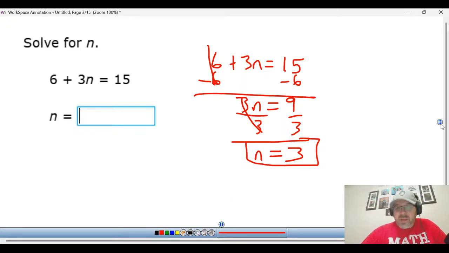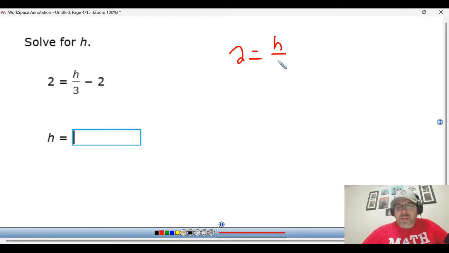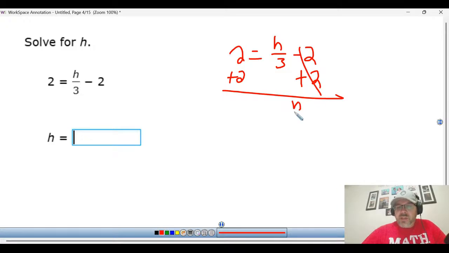All right, so now we've got solving for h, another two-step equation. So we have 2 equals h over 3 minus 2. All right, so first step of the two-step equations is just to add the 2 here. We're going to do the opposite. That's a minus 2, so we're going to add 2. That's gone. We have h over 3 equals 2 plus 2 is 4.